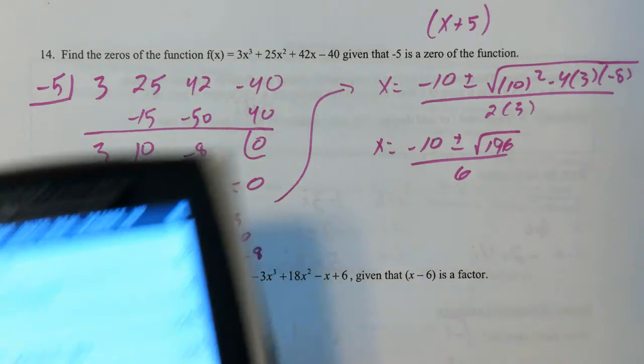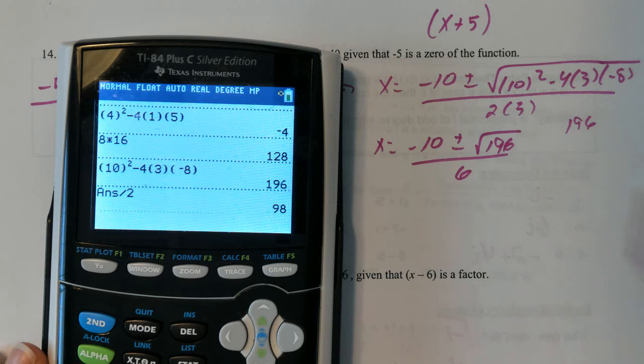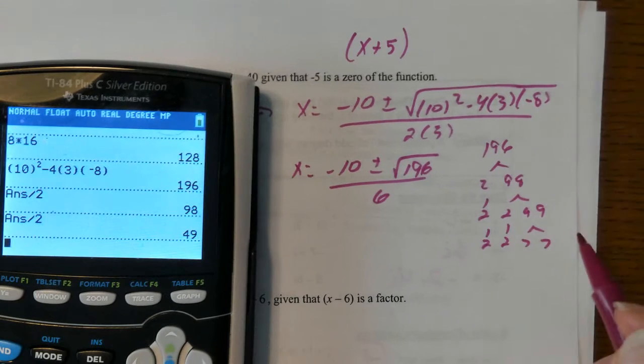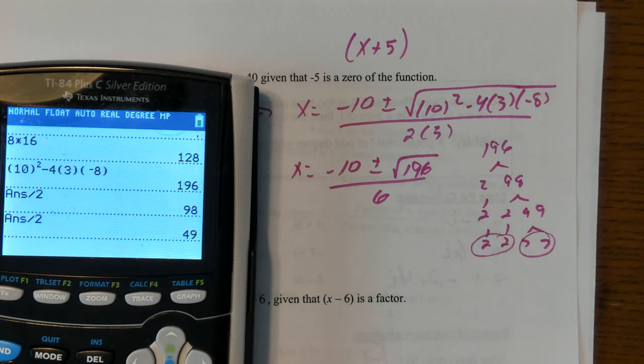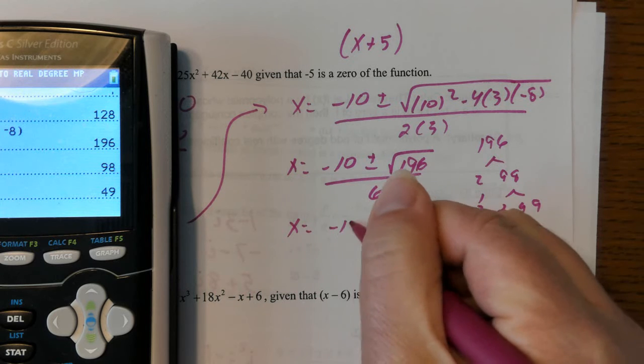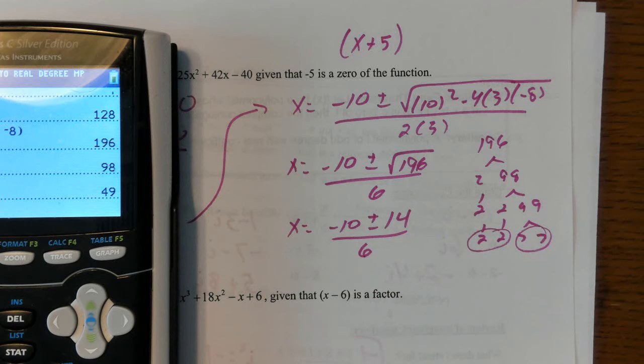Let's see, 196, we can divide by 2. So 2 and 98. 98 is even, it'll divide by 2. So 2 and 49. Look, we got a pair of 2's in there, and we got a pair of 7's. That means a 2 comes out, a 7 comes out, that's 14. You might have just known that the square root of 196 was 14, and that's fine too. So negative 10 plus or minus 14, divided by 6.